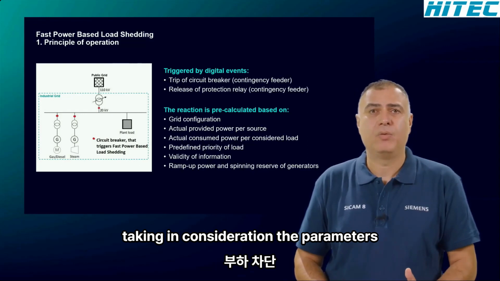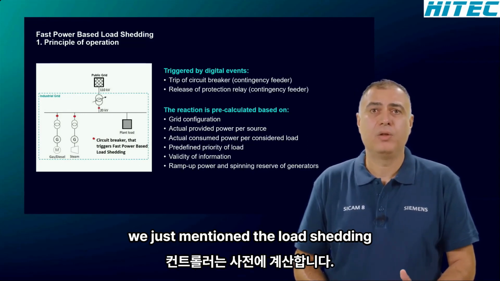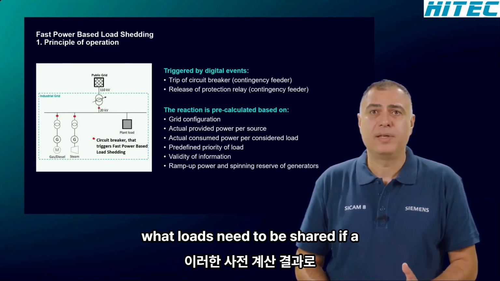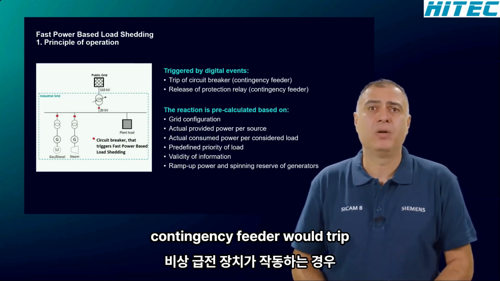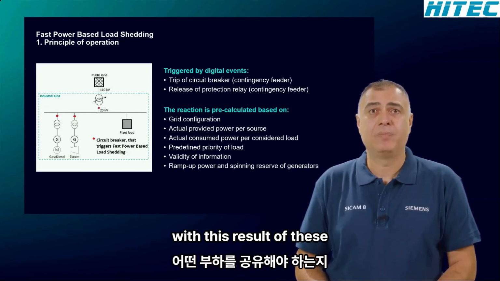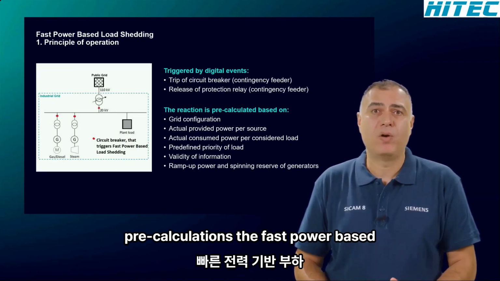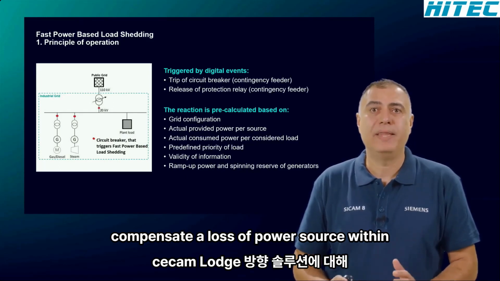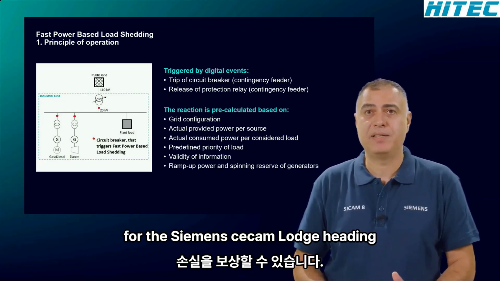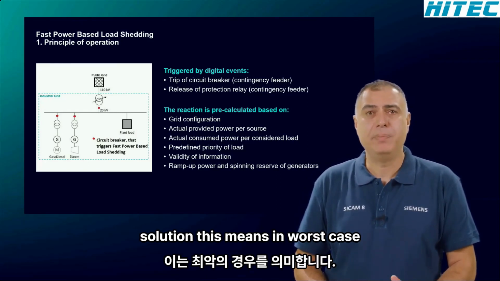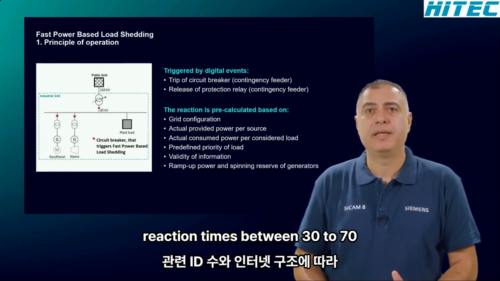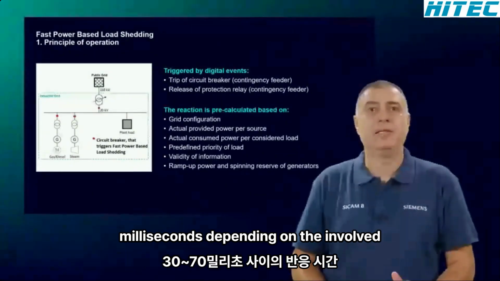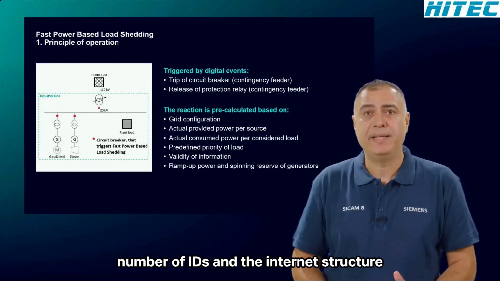Taking into consideration the parameters we just mentioned, the load shedding controller pre-calculates in advance what loads need to be shed if a contingency feeder would trip. With the result of these pre-calculations, the fast power-based load shedding solution is able to compensate a loss of power source within a few milliseconds. For the Siemens SICAM load shedding solution, this means, in the worst case, reaction times between 30 to 70 milliseconds, depending on the involved number of IEDs and the Ethernet structure.